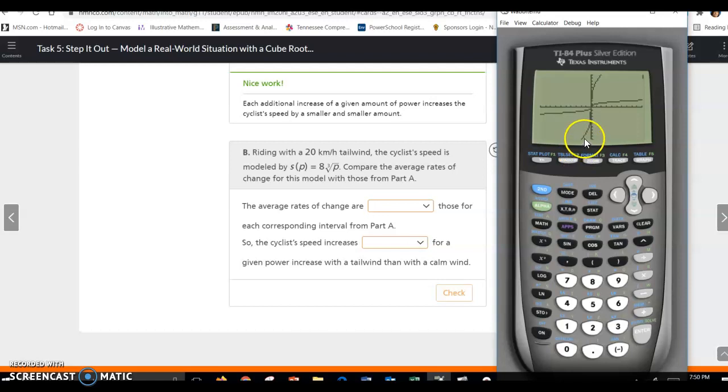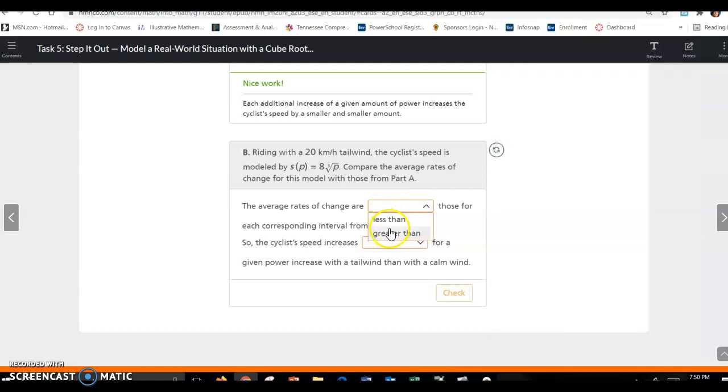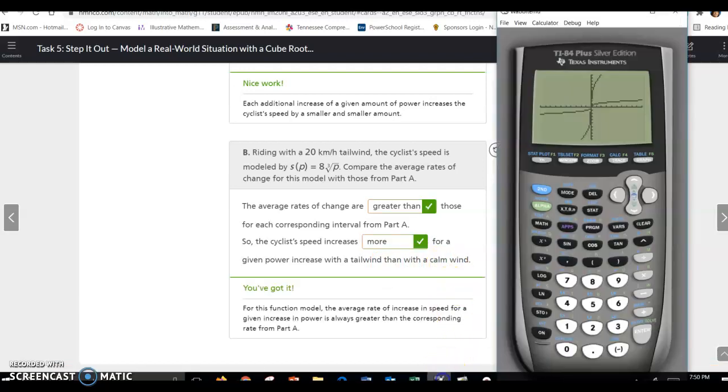Alright, so it makes it a lot steeper here. So the average rates of change are greater than those for each corresponding interval for part A. So the cyclist speed increases more for a given power increase with a tailwind than with a calm wind. You can see when you put in that 8, how much faster it increases. You can see that very quickly.